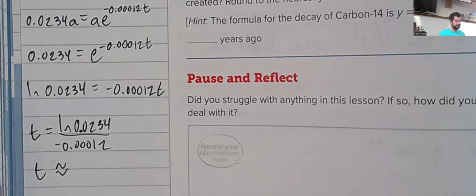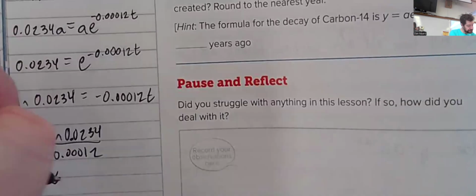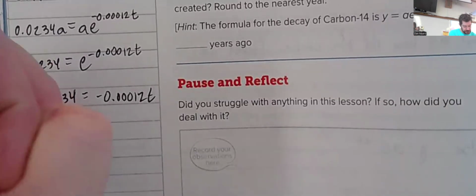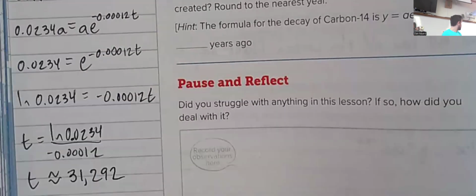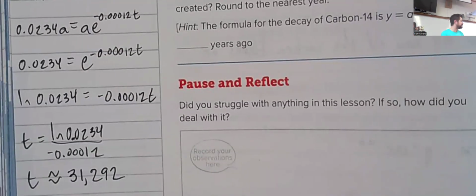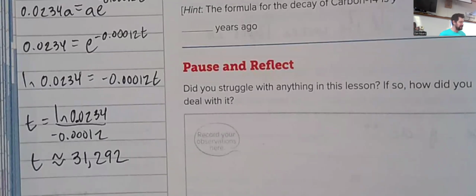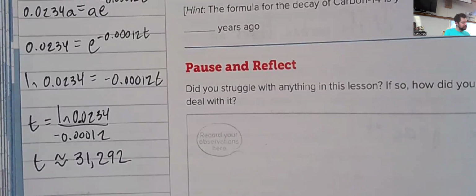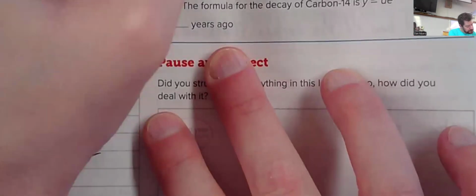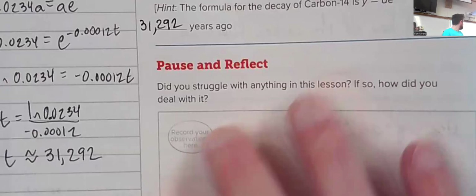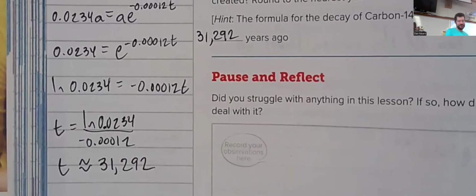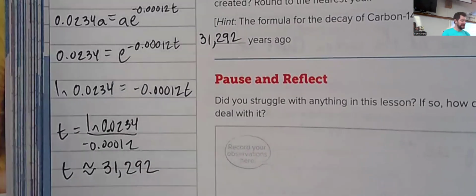Anybody have a number? What'd you get? Cool. All right, so 31,000, about 31,292. That's old. The rounding, yeah. It's still morning, we're fine.